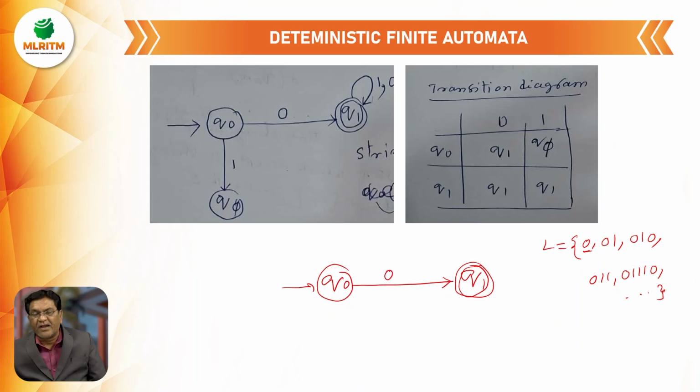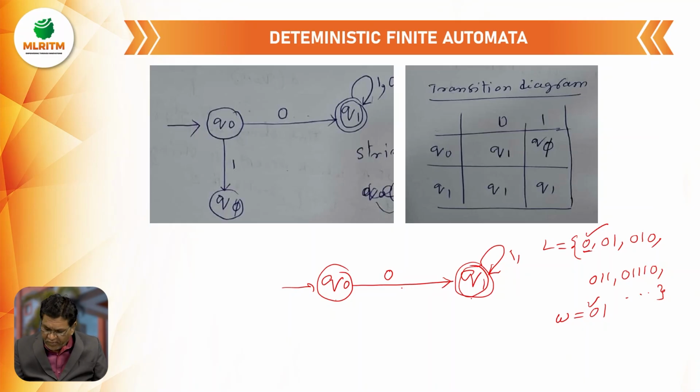Whether it is satisfied or not: first of all, you can take 0. Q0 with 0 goes to Q1. When it reaches the final state, the string should be accepted by the finite automata. In case I want to take 0, 1: Q0 with 0 goes to Q1. Q1 with 1 is there? Yes. Now you can stay there itself. It satisfies this one.